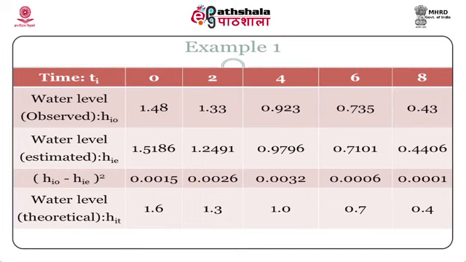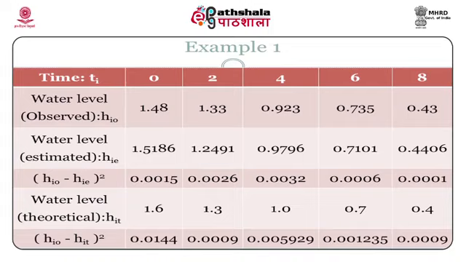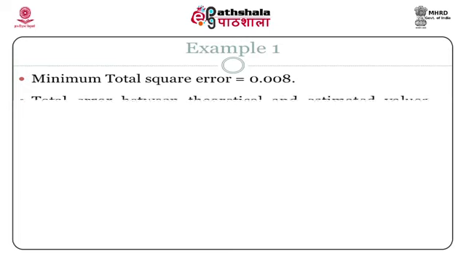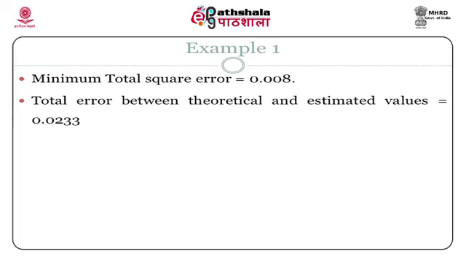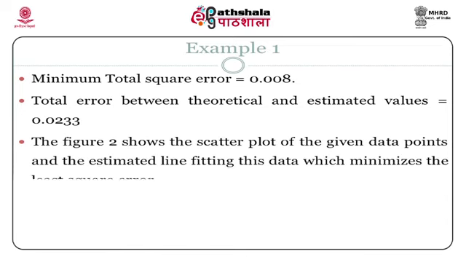Then I will get the estimate, that is, observed heights minus theoretical heights, and square each individual observation, and then I will add up, and all this adding up will give me the error. So the minimum total square error between the observed and estimated values is 0.008, whereas the total square error between theoretical and estimated values is 0.0233.